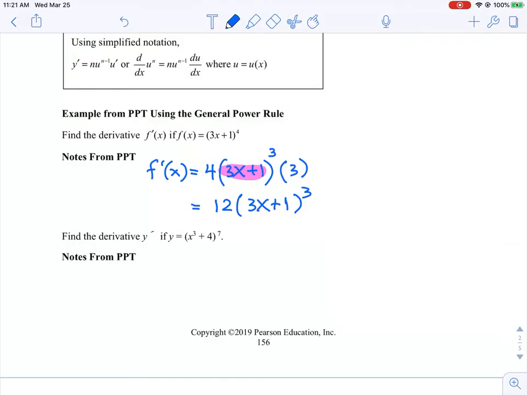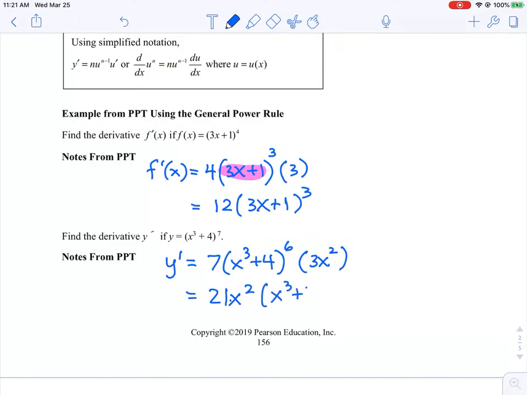Okay, find the derivative of y equals x to the third plus 4 raised to the 7th power. Bring the 7 in front, to the n minus 1. Take the derivative of what's inside. And since that's a monomial, we can clean this up a little bit.